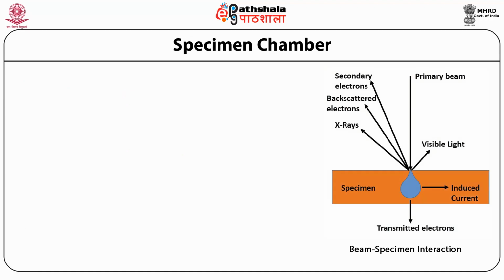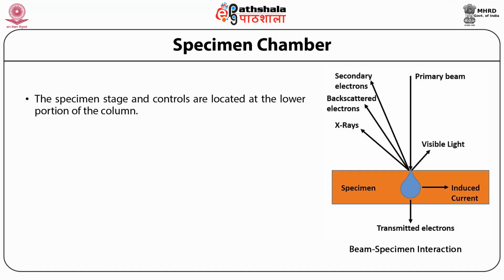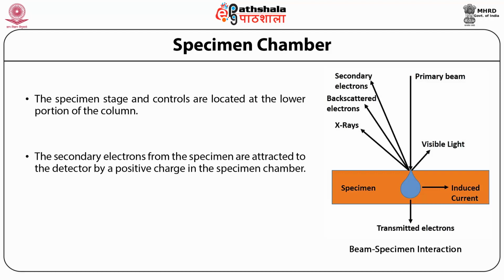The specimen chamber. The specimen stage and controls are located at the lower portion of the column. The secondary electrons from the specimen are attracted to the detector by a positive charge in the specimen chamber.